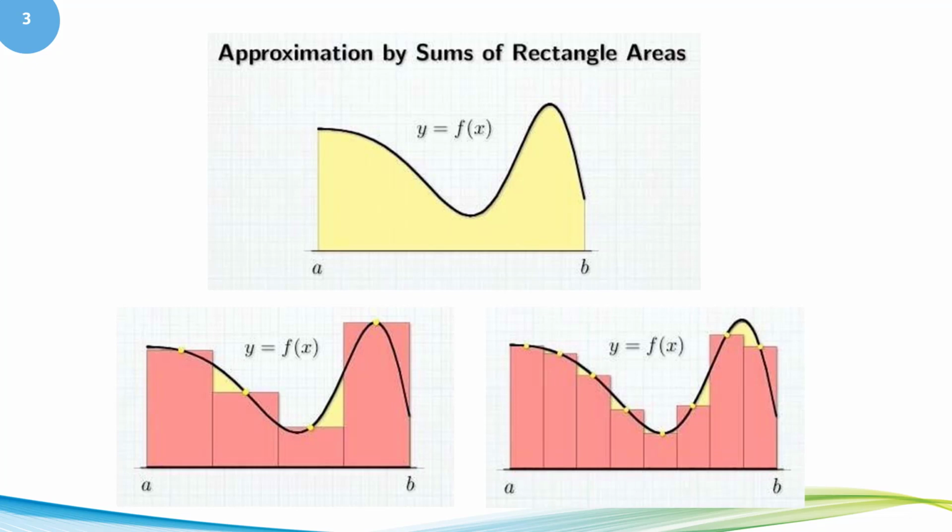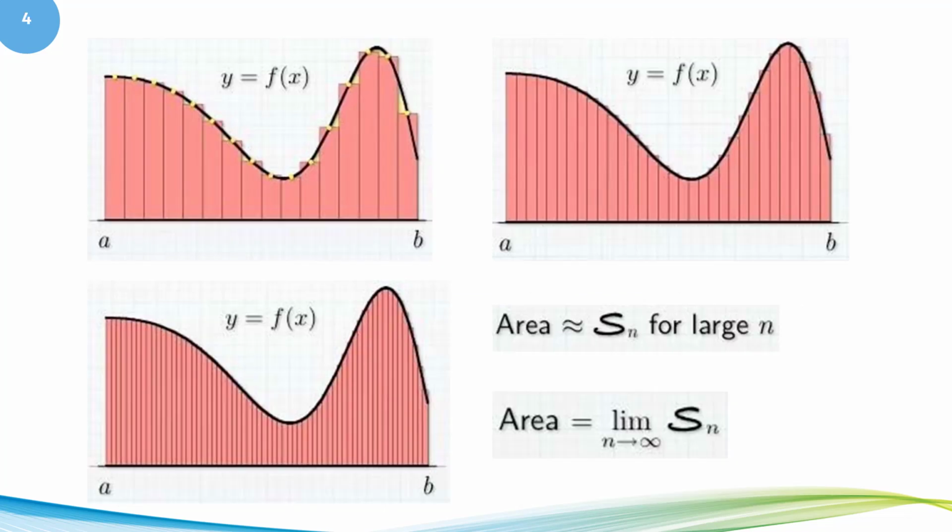We can do this repeatedly with more and more subdivisions of interval AB, as we can see in the next slide. Starting from the top left to the top right to the bottom left, we can see that the more rectangles we use, the more accurate the approximation. So in the end, the area below the curve from A to B is equal to the limit n to infinity, with n the number of rectangles, of Sn. Sn is the sum of the area of rectangles.